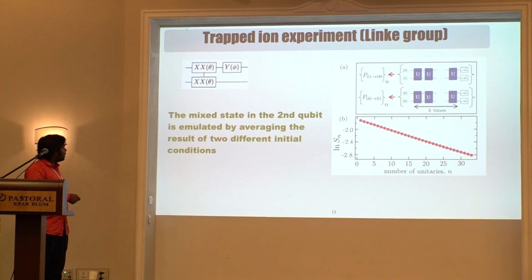Okay, so they did this experiment in the ion trap. This is the circuit, and they used these two circuits and took the average of these two circuits, and they showed that they don't have any noise here. So it follows this exponential scaling that we found out theoretically.